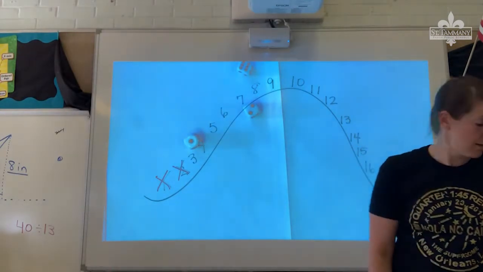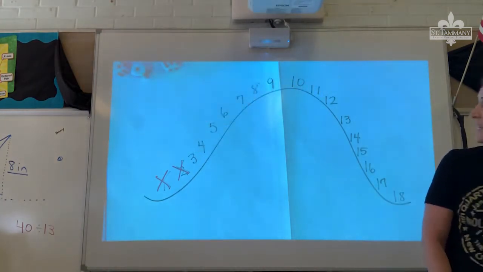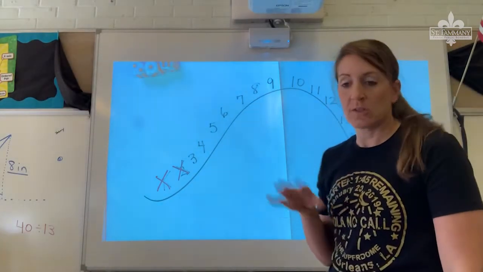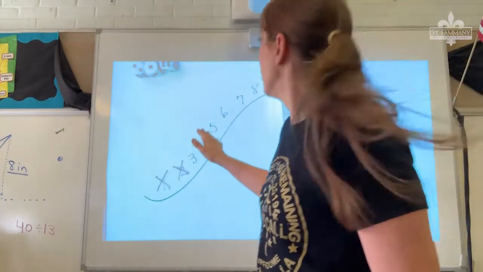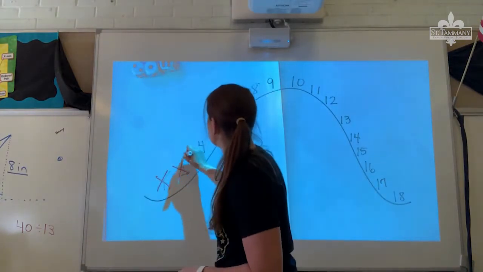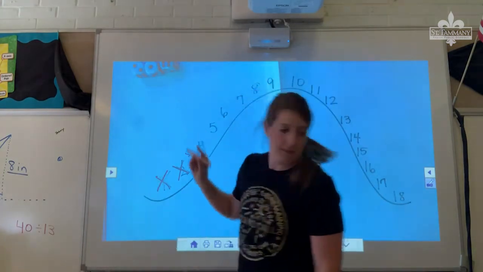Okay. I have a 6, a 2, and a 1. The next number that I have to get is 3. So I see that I can add my 2 and my 1, so I get to mark off my 3. Now I'm working with 4, okay?